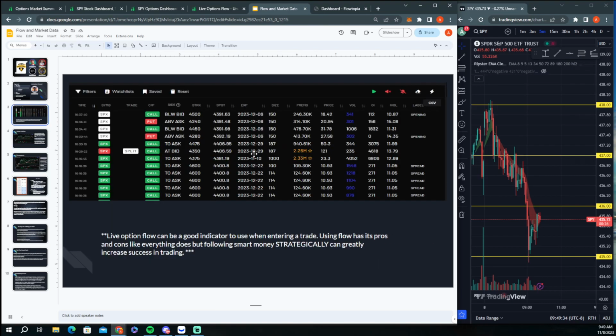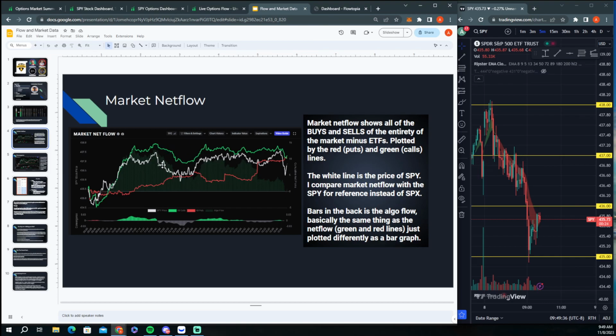Okay. So before I move on here, do you guys have any questions about this chart at all? The market net flow chart. Before I move on to the next slide.